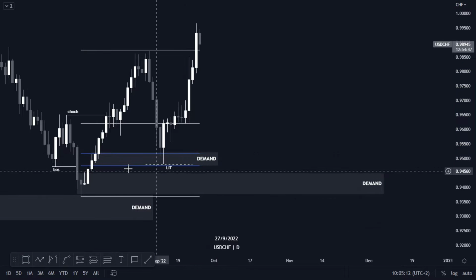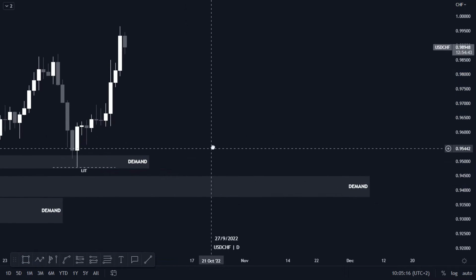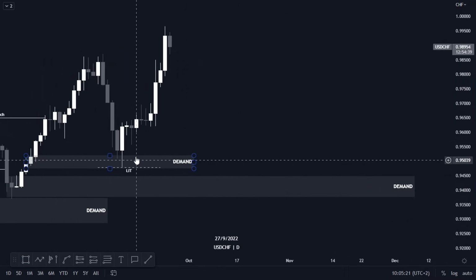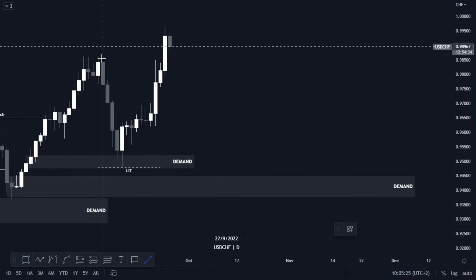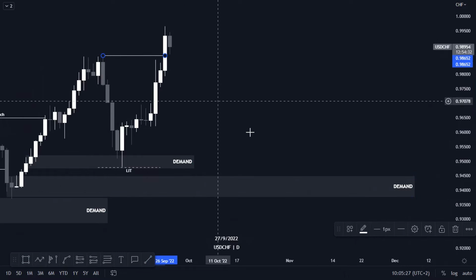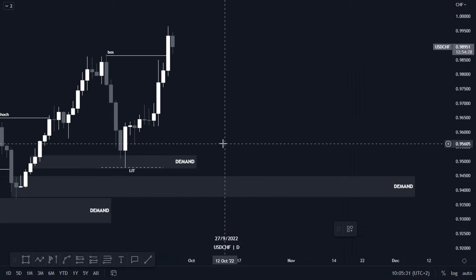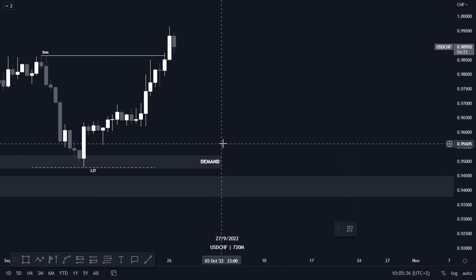This demand level was mitigated. So now moving on to NO, this demand level held and it broke this high here. So this here is considered as a breakout of structure. Okay, so now let's move on to the 12-hour chart.